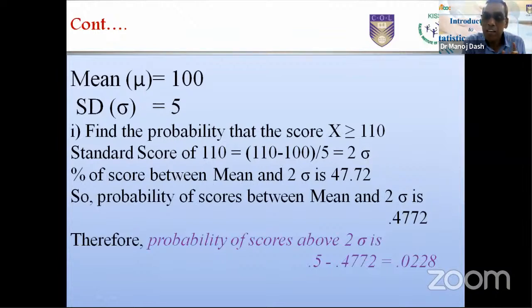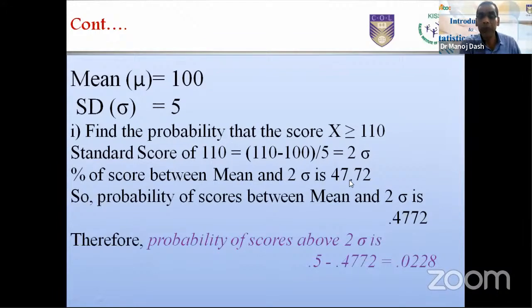What does that 2 sigma indicate? 2 sigma is the position of the raw score on the horizontal axis of the normal probability curve, or we can say the position of 110 on the normal probability curve, where the mean score is 100. The position is 2 sigma. So what percentage of scores are there between the mean and 2 sigma?